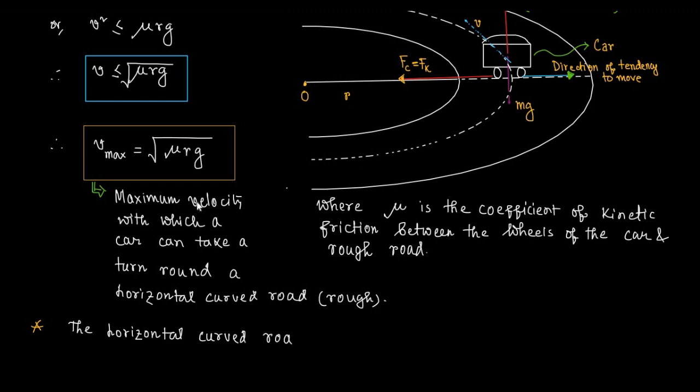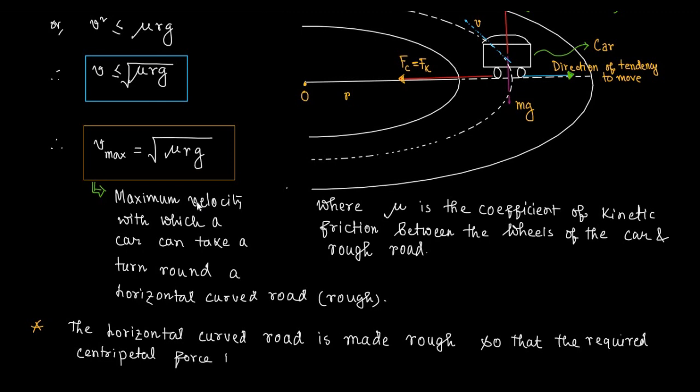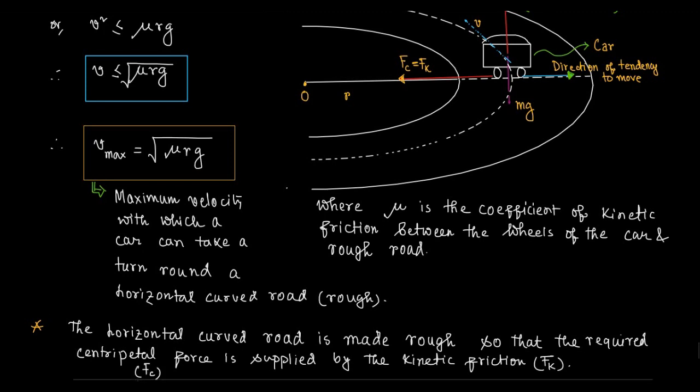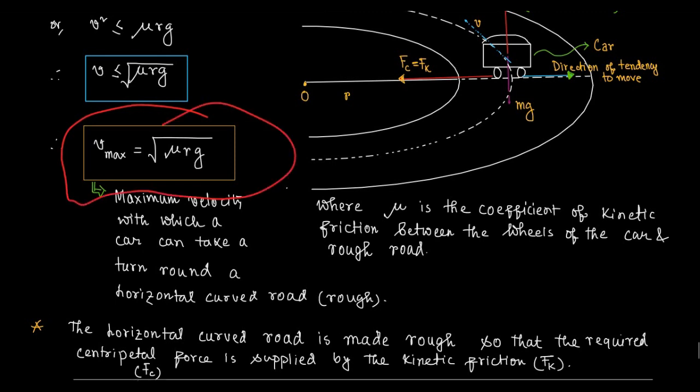The horizontal curved road is made rough so that the required centripetal force will be supplied by the force of kinetic friction. That means the centripetal force Fc is supplied by the kinetic friction Fk, and the maximum velocity with which a car can take a turn will be Vmax equal to root over mu rg.